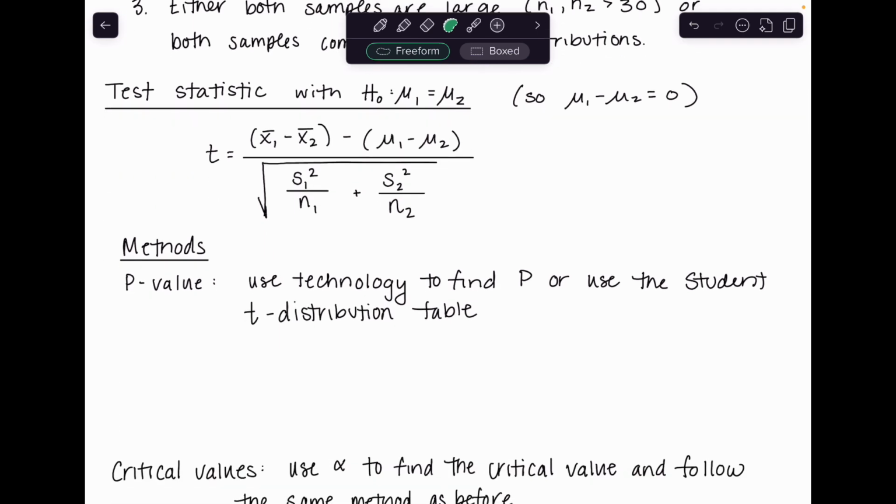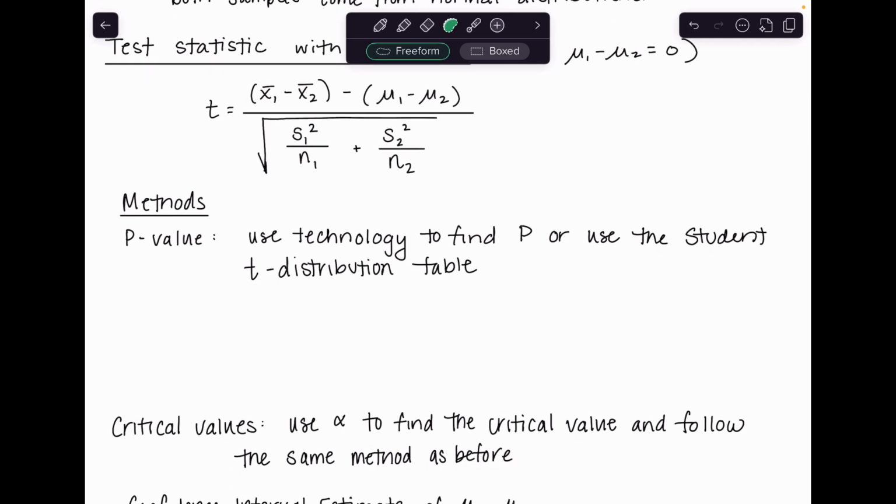Once we have that test statistic, we're going to use technology to find the value of P, or we can use that student t-distribution table. But again, for finding p-values, you're going to have to use technology for us. Really, the only thing we can use the table for is finding critical values. So that's based on the significance level and whether it's 1 tail or 2 tails, and you can find the area or where those rejection regions are going to be.